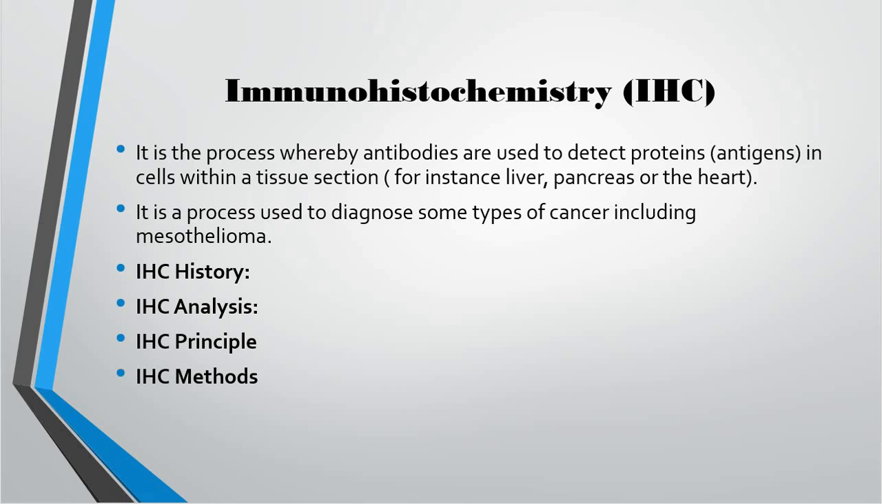Immunohistochemistry cannot only help in the identification of a tumor, but it can also distinguish whether or not a tumor is benign or malignant. Then, IHC history. The principle of IHC has existed since the 1930s, but it was not until 1941 that the first IHC study was reported. Coons and his co-workers used fluorescein isothiocyanate label antibodies to localize pneumococcal antigens in infected tissues.